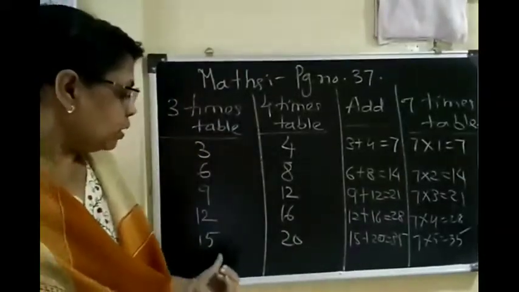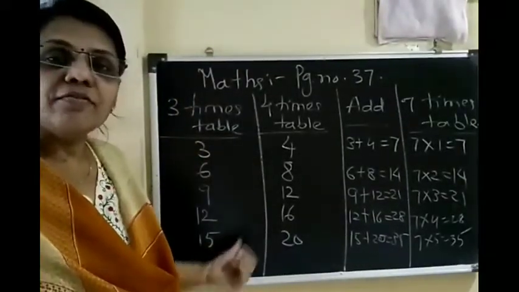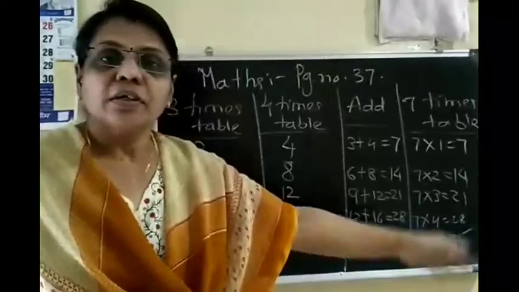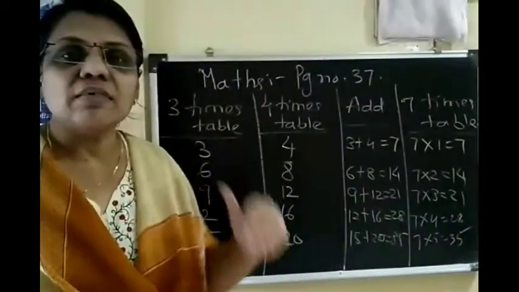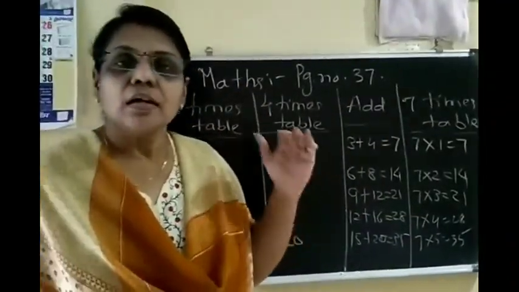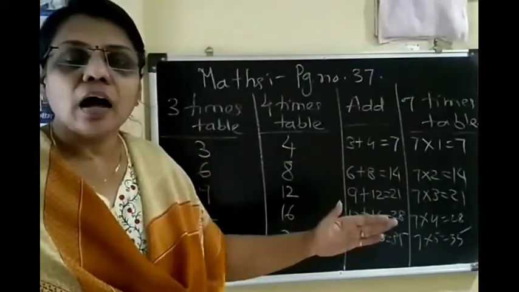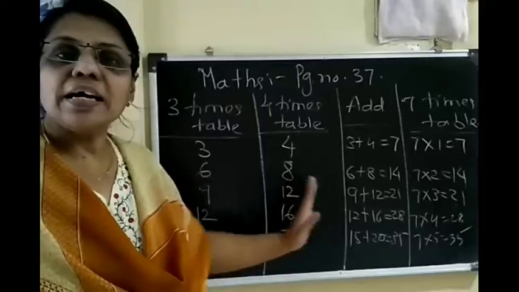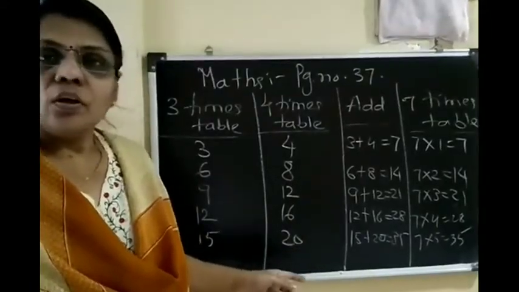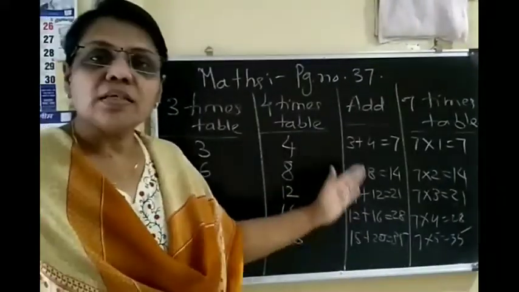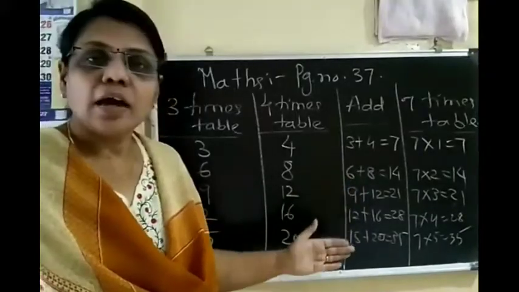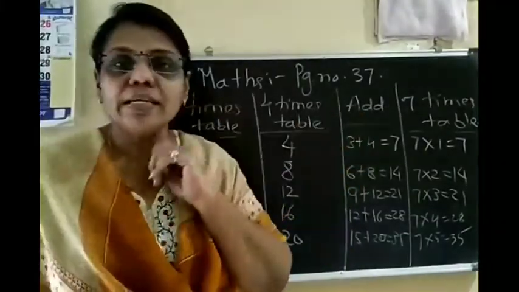I have solved this till 3 5s are, 4 5s are, 7 5s are 35. So the remaining: 7 6s are, 7 7s are, 7 8s are, 7 9s are, 7 10s are. You can get the answers by doing the addition in this way. Okay, just follow these steps and you will get the answer very easily.